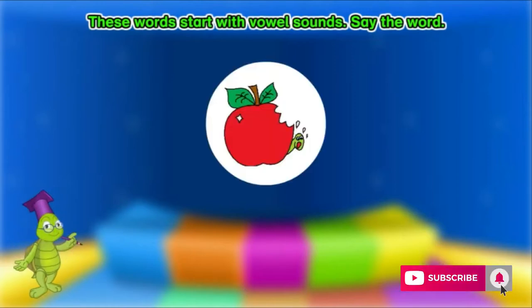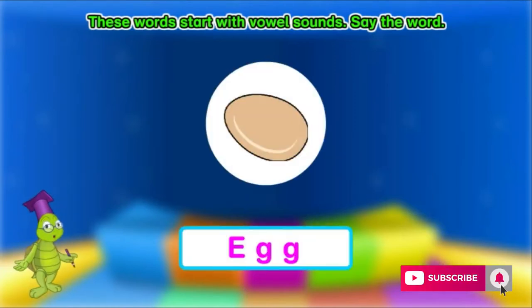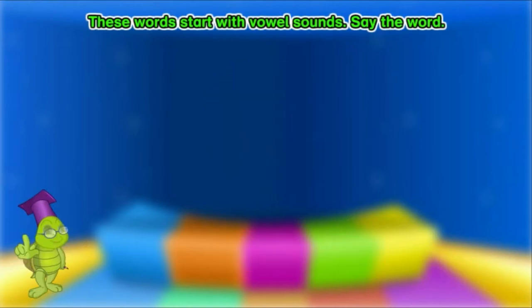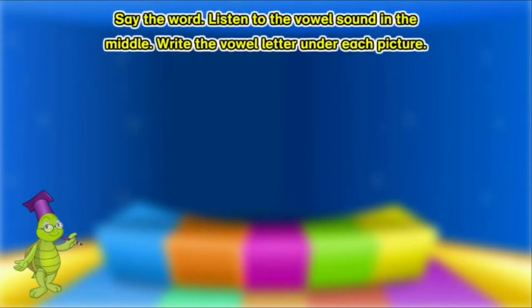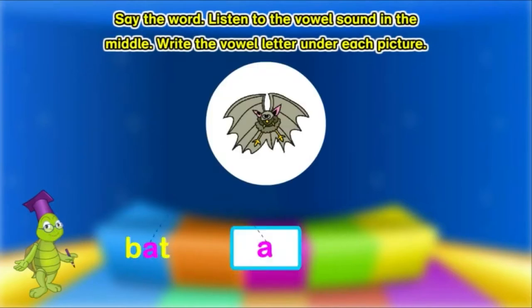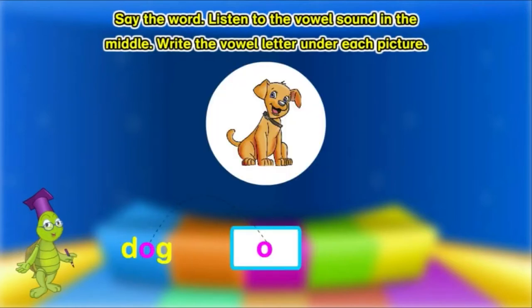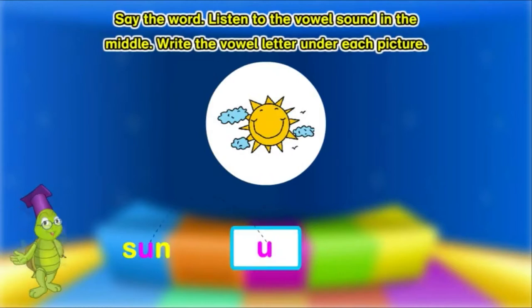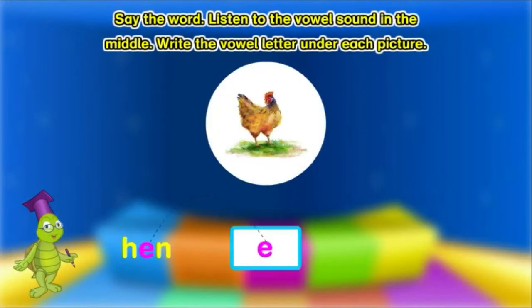Say the words. A, E, I, O, U. Listen to the vowel sound in the middle. Write the vowel letter under each picture. B-A-T, bat, A. D-O-G, dog, O. S-U-N, sun, U. H-E-N, hen, E.